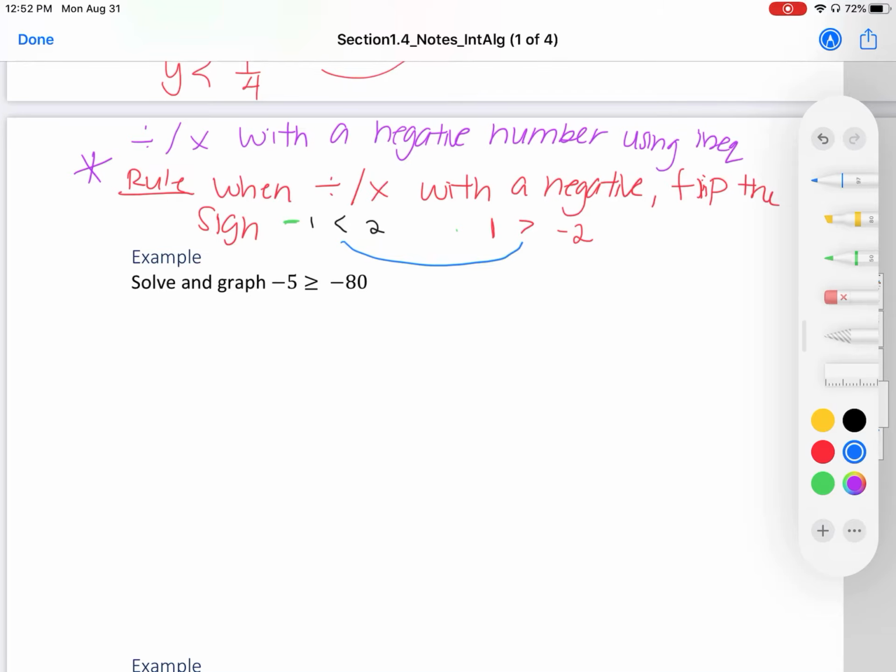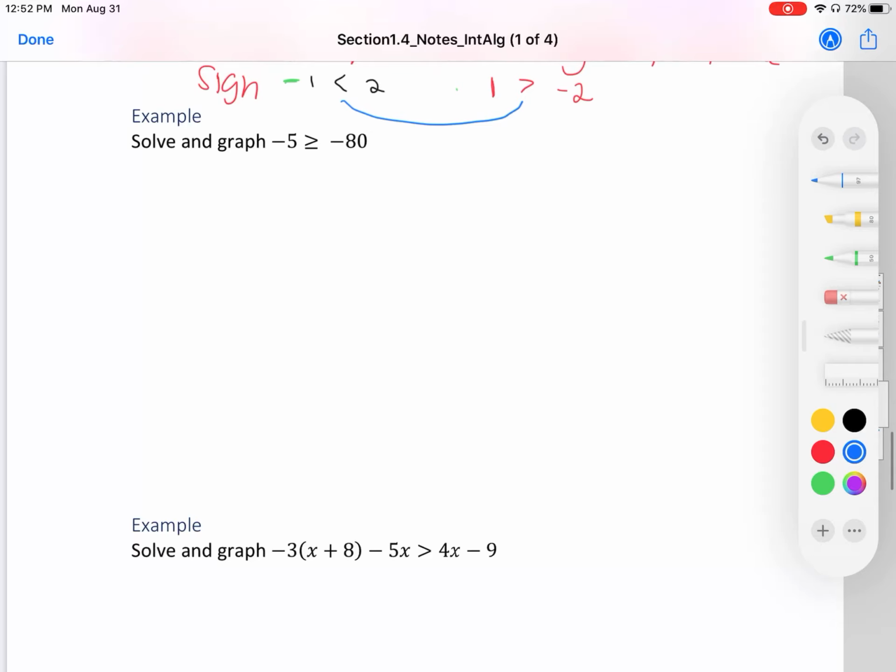All right, let's do this next example. Solve and graph: negative 5 is greater than or equal to 80. I think I meant to write a variable that I forgot. Let's make this an x. I want to get x by itself, so let's divide by negative 5, divide by negative 5. So now I have x, and I'm going to draw a star so I don't forget my rule. And that gives me x is not greater than, but less than or equal to 80 divided by 5.